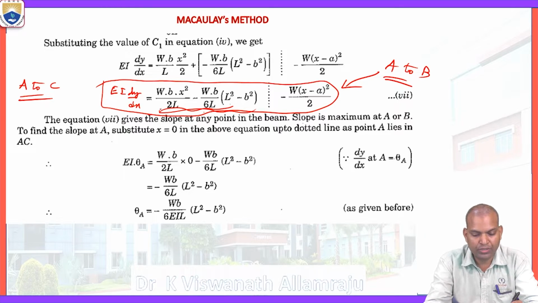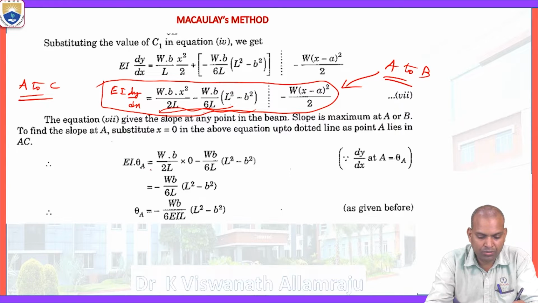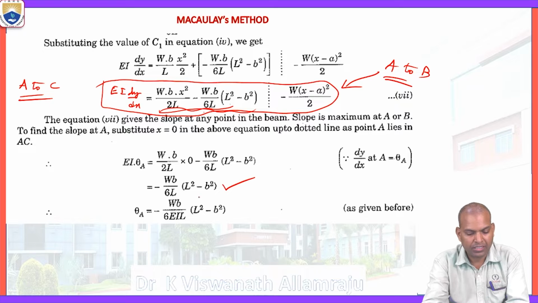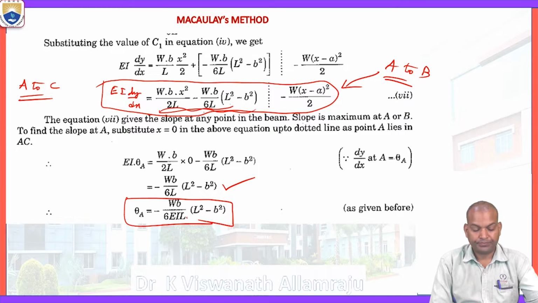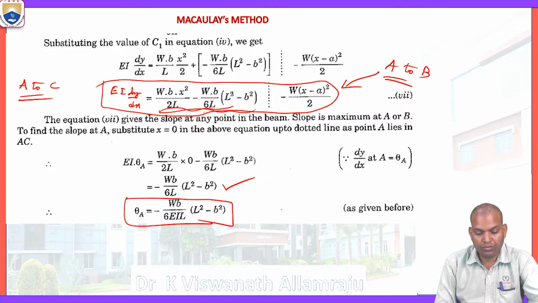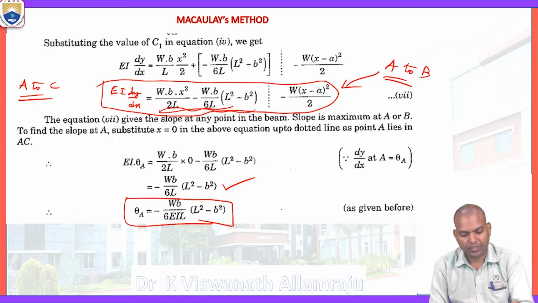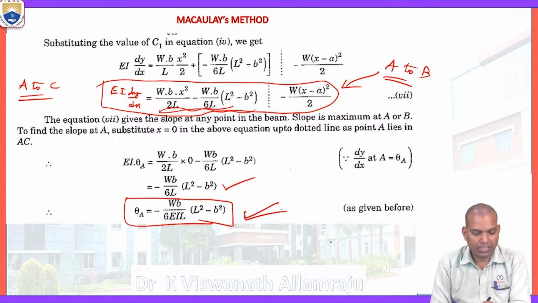So in the first part, if we substitute x equal to 0, then EI times theta A equal to WB by 2L times 0, that is 0, minus WB by 6L, L square minus B square. This is the equation. At support A, theta A equal to minus WB by 6EIL times L square minus B square. Alright, this is the slope at support A.